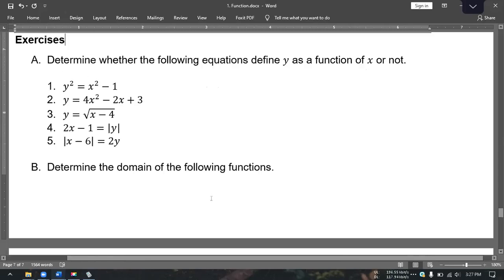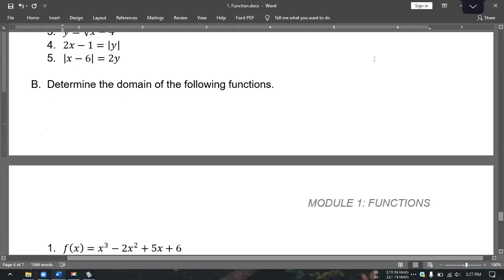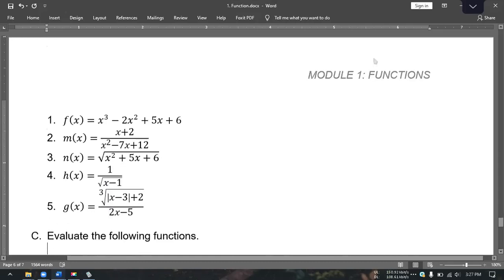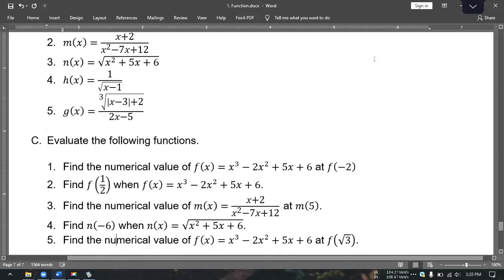For letter A, all you have to do is determine whether the equation is a function or not. So y is a function of x or not, or simply function or not a function. And then for letter B, domain and the range, domain only. There's no need to look for the range. We only need the domain. And C, evaluation of function. That's our last topic.